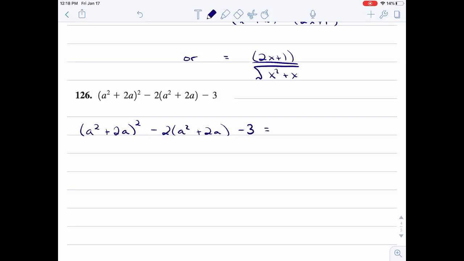I would group the terms. Your notes go through and tell you how to group the terms. I would probably group these, because you've got the a squared plus 2a and the a squared plus 2a. So what we could do is manipulate it a little bit that way.